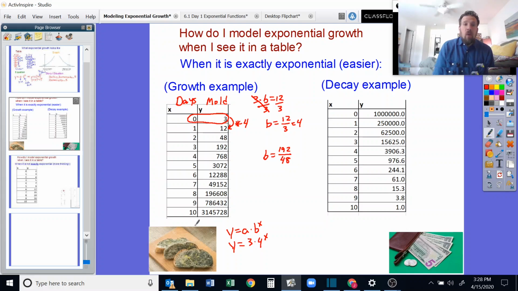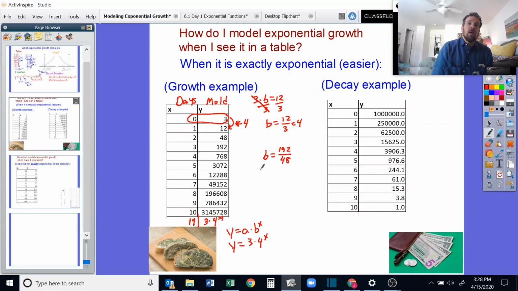And so if I say, I want to know how much mold will there be at week, let's say 14, then my model tells me I don't have to wait until the 14th week. I can say my model predicts that it'll be 3 times 4 to the 14th power. And we'll go ahead and put that into a calculator and calculate it out. The final value is not that important to us right now.